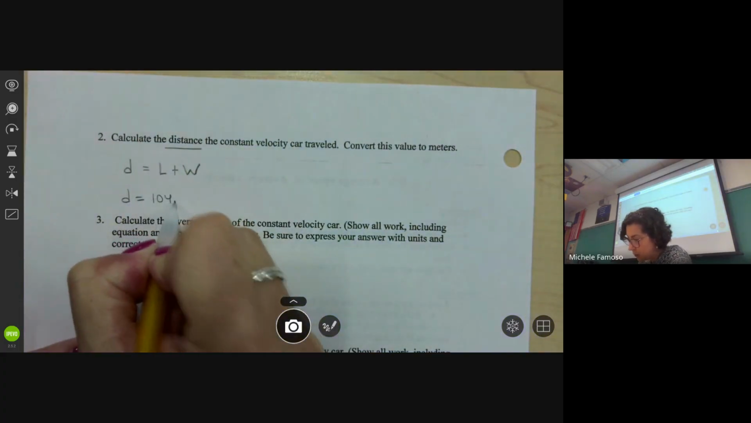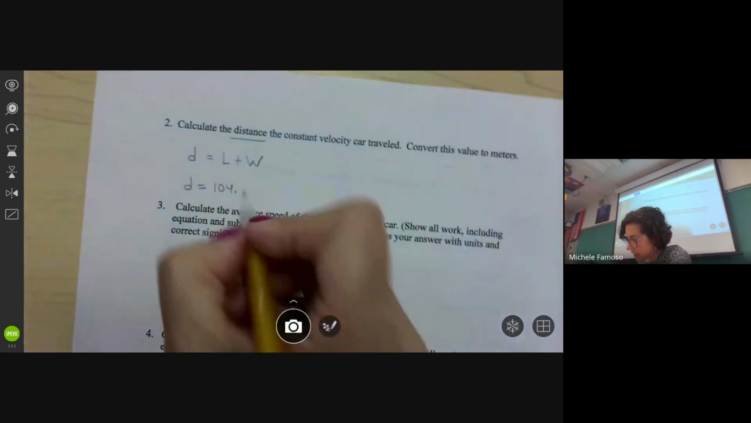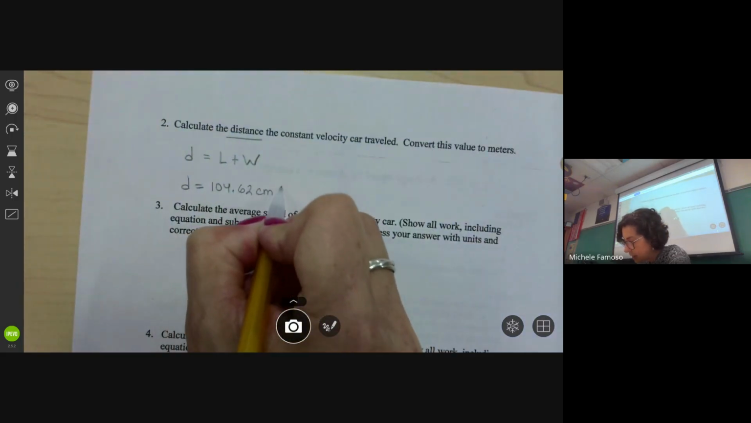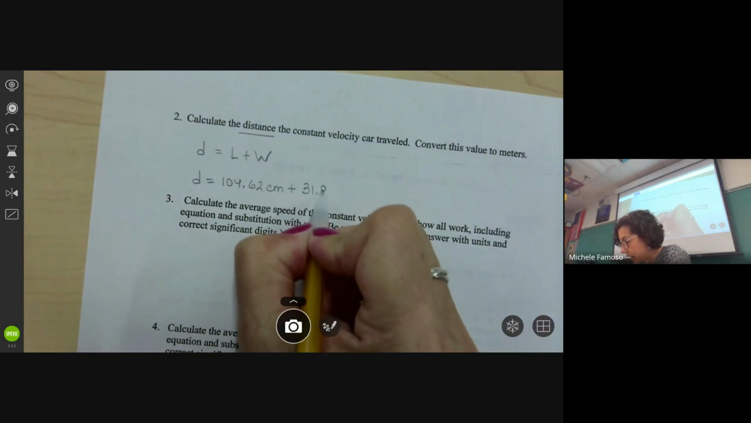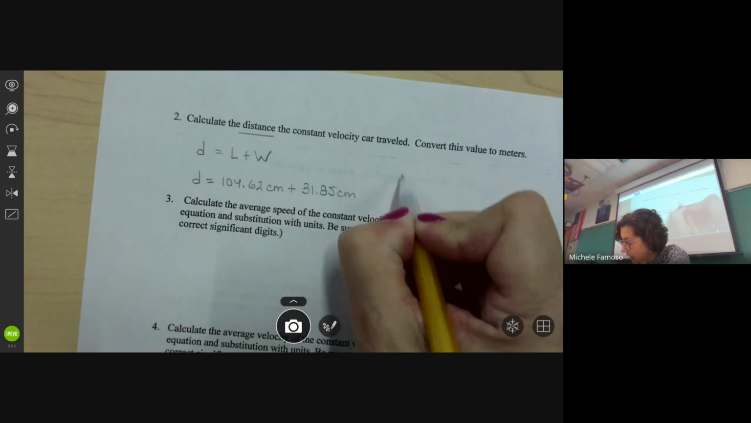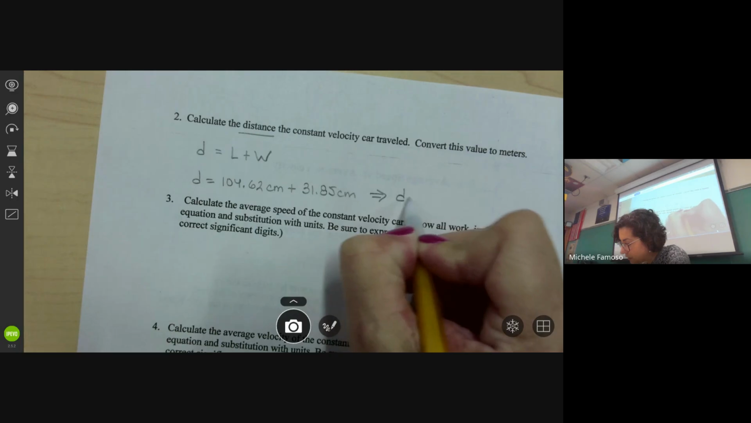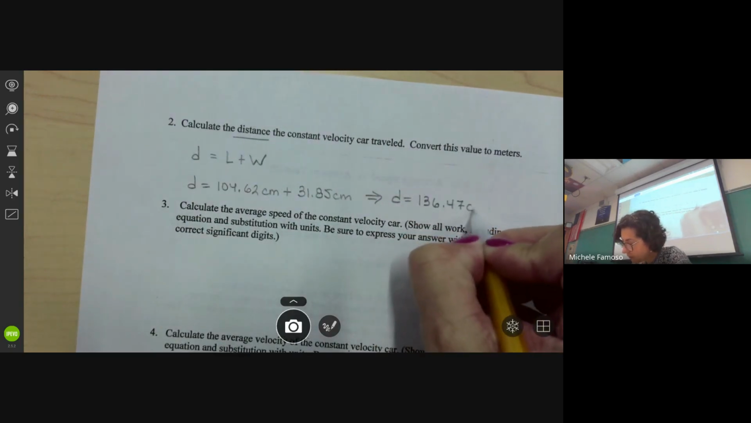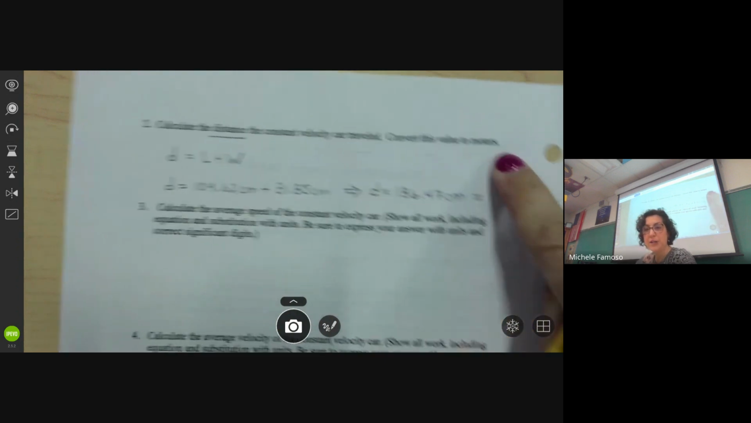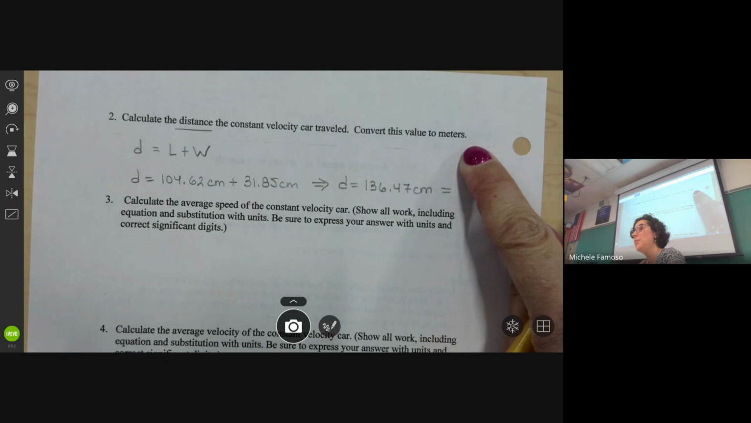So the length that I had was 104.62 centimeters. I'm going to add that to the width that I made up, 31.85 centimeters. And that's going to give me an answer for the distance in centimeters. We keep the precision, so you're going to keep the answer out to the 100th of a centimeter. But then I want you to convert it to meters. And you remember how we just did that in problem 1?